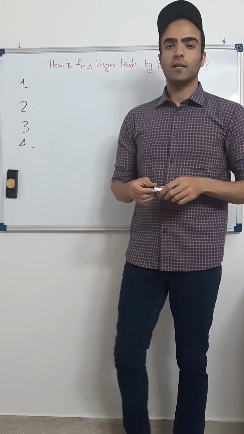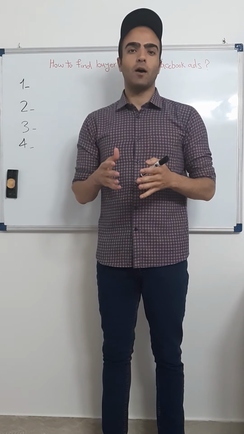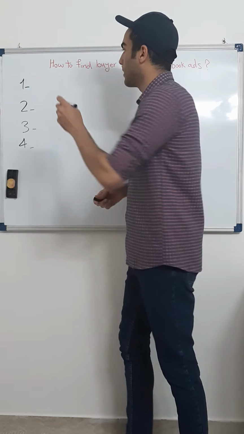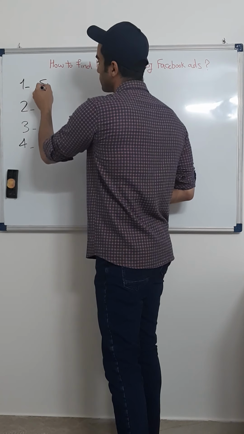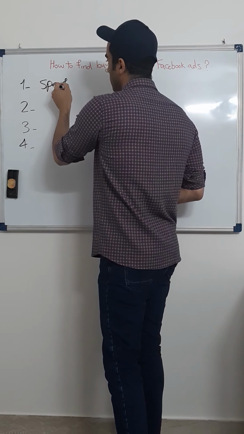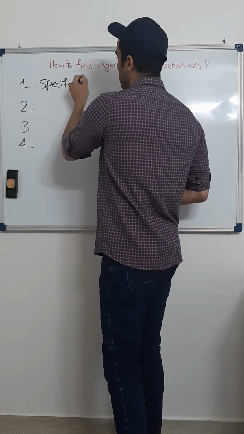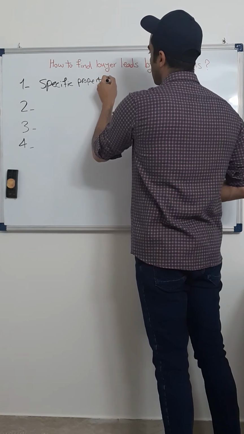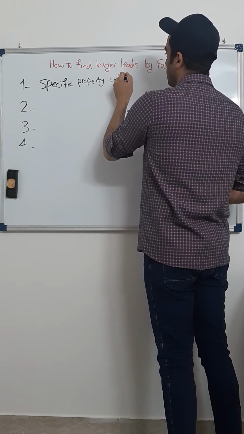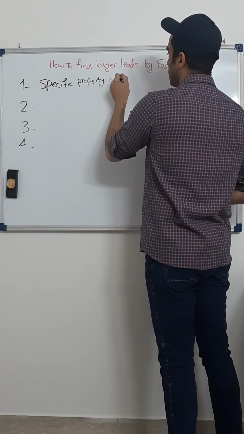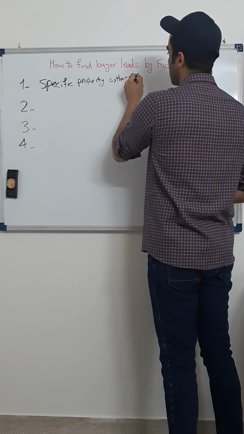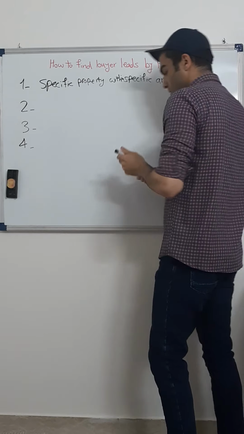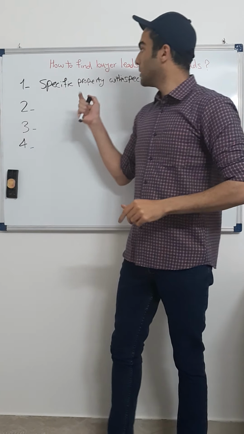So the first one is having a specific property within a specific area. So what do I mean by this?